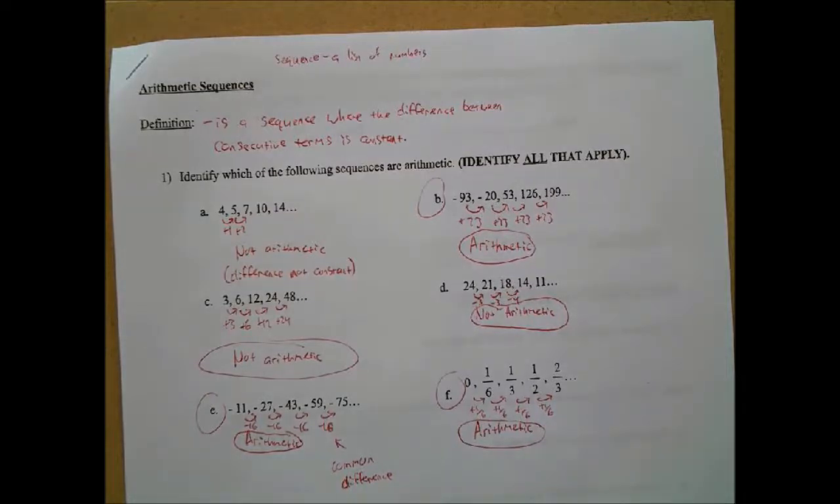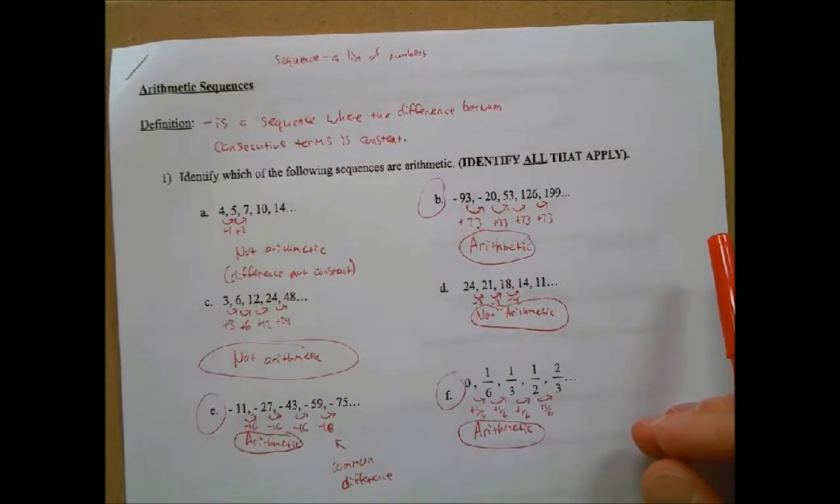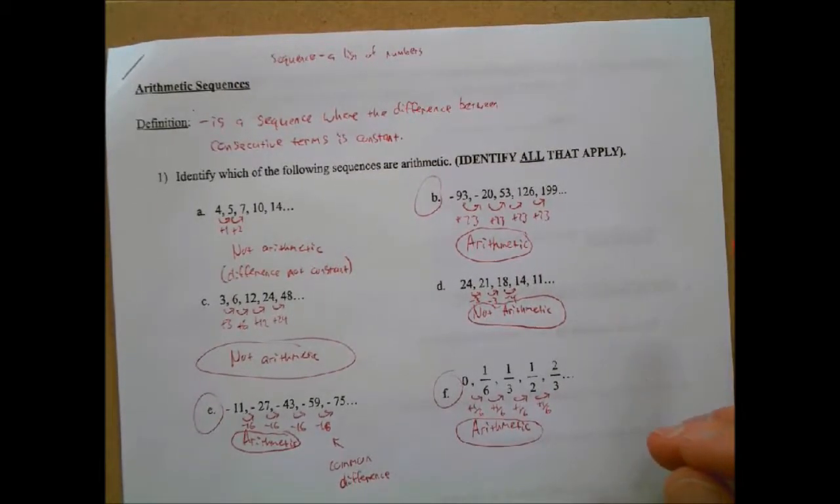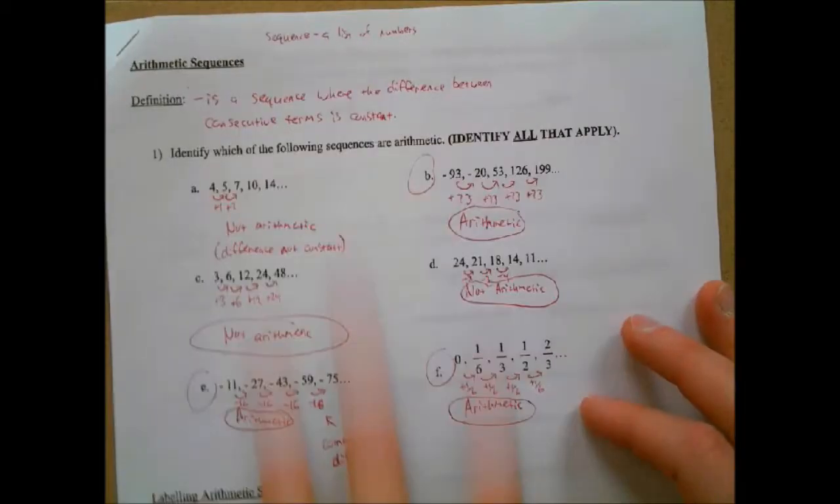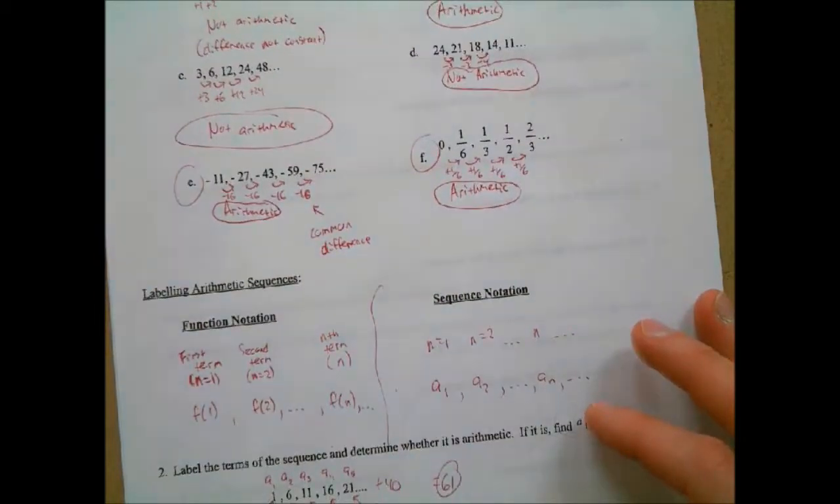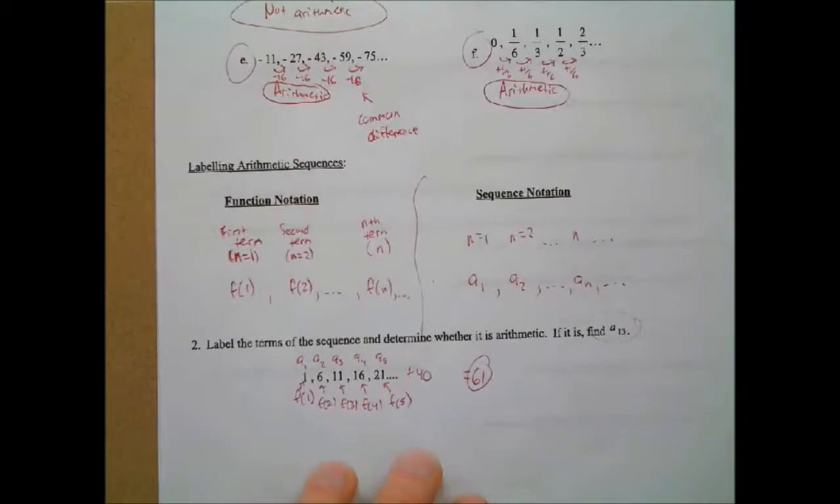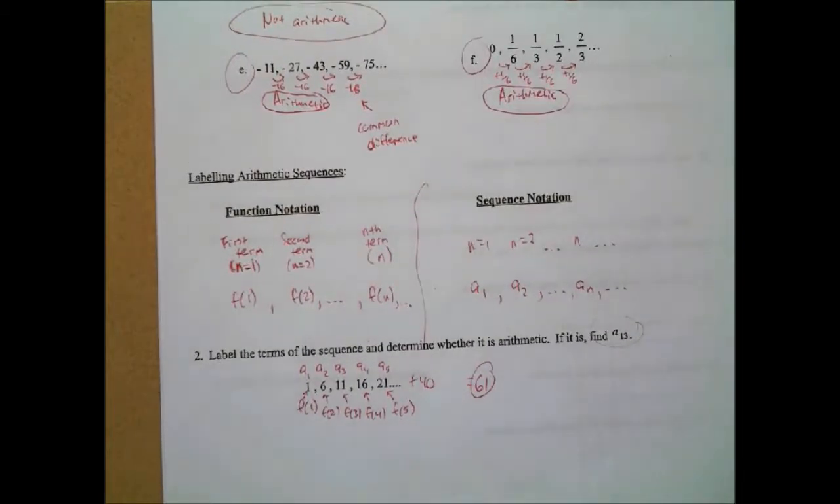A sequence is a list of numbers, and an arithmetic sequence, I guess you could say, is just the difference in addition or subtraction. Adding the same number every time for the pattern, or subtracting the same number every time for the pattern. We went through some examples, okay, identifying whether they're arithmetic or not. The labeling here, Alex, is also a little bit different. So tune in real quick.